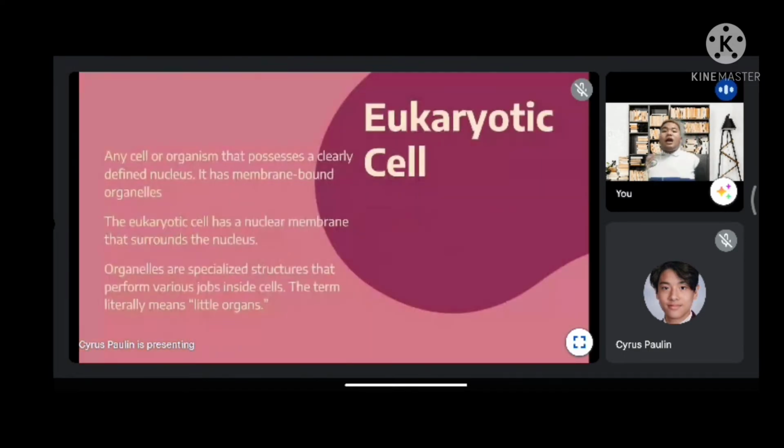Next we have the eukaryotic cell, or any cell or organism that possesses a clearly defined nucleus. It has membrane-bound organelles. The eukaryotic cell has a nuclear membrane that surrounds the nucleus. Just like what I said earlier, compared to the prokaryotic cell, the nucleoid of the prokaryotic cell doesn't have a nuclear membrane. Organelles are specialized structures that perform various jobs inside the cell. The term organelles literally means little organs.